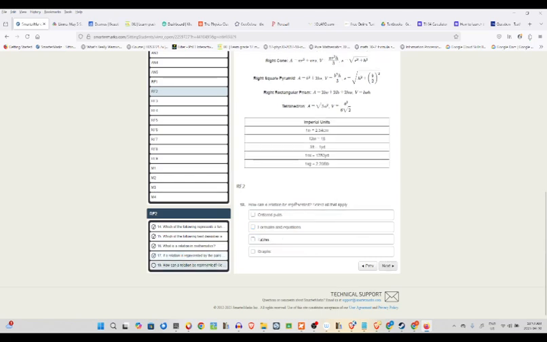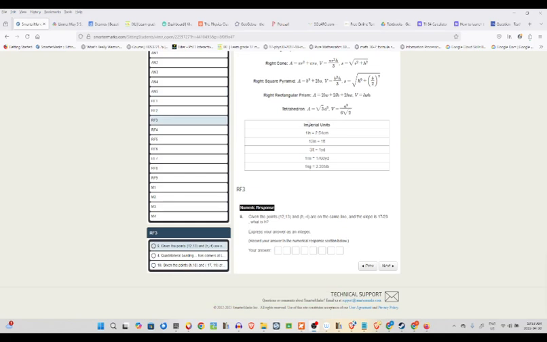So now, how can a relation be represented? Select all that apply. It can be represented with ordered pairs. It can be represented with formulas and equations. It can be represented by a table of values. And it can be represented by a graph. So this is all of the above.